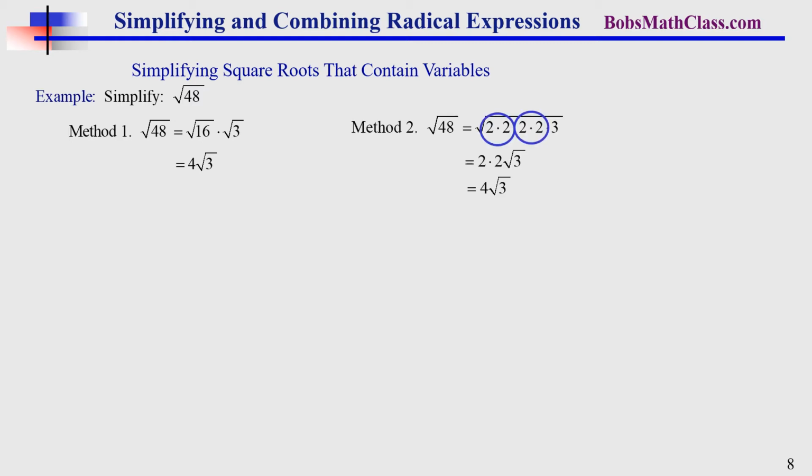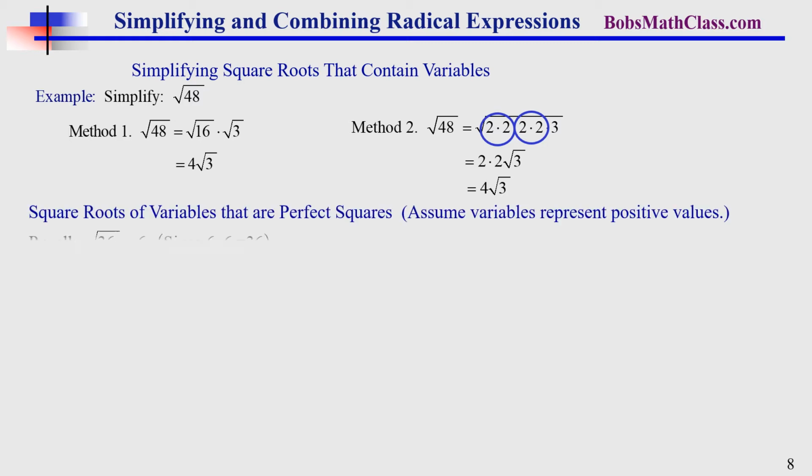You could use method 2, where you get the prime factorization. There are four 2s and a 3. So for each pair of 2s, a 2 is written in front. Therefore, two 2s are written in front, and whatever's not circled stays inside. So we have 4 square root 3. Again, whatever you think is easier. Nobody's saying you have to use method 1 or method 2. It's always good to know multiple methods, and then you could use whichever one is easier for that problem.